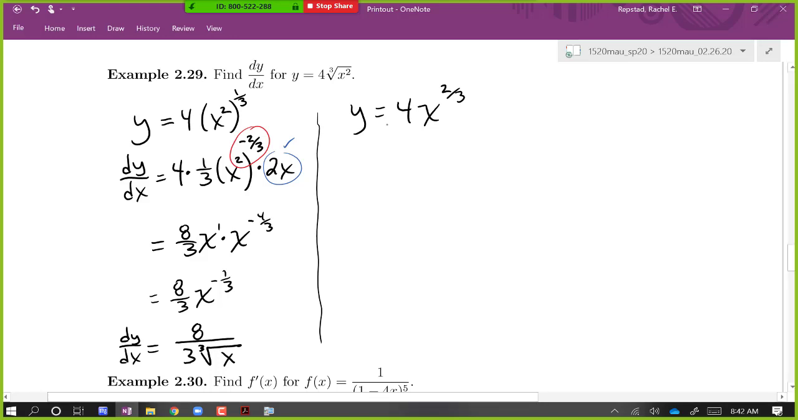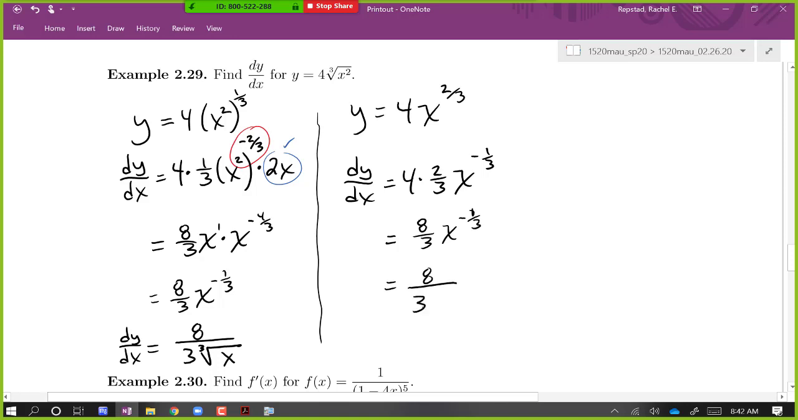And here, there's no chain rule that I need to really worry about. I just have 4 times 2/3 x to the, let's see, 2/3 minus 1 is negative 1/3. And then we're pretty much done. So we save ourselves a little bit of work by choosing to write it that way, versus the other way. But I'll point out that they both get you to the same correct answer.